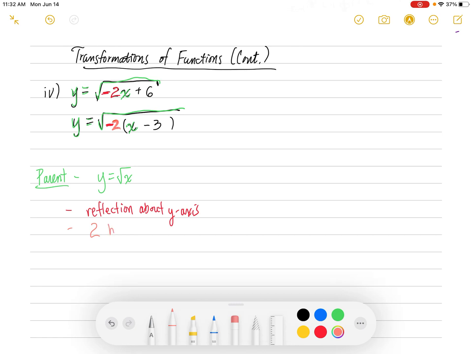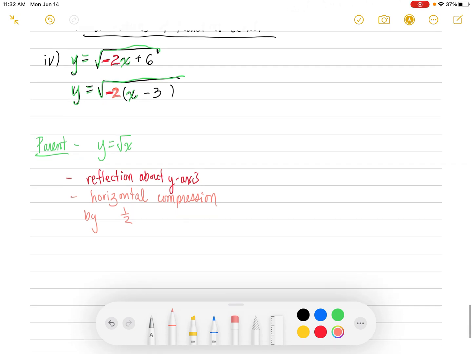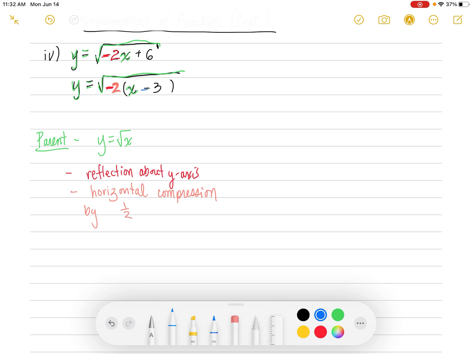What does that 2 do? Well, that 2 is inside of the house in front of the x. That is going to be a horizontal compression by a factor of 1/2. You have to take the reciprocal of 2 when you're inside of the house. Horizontal compression by 1/2. So basically it means you would multiply the x values by 1/2.